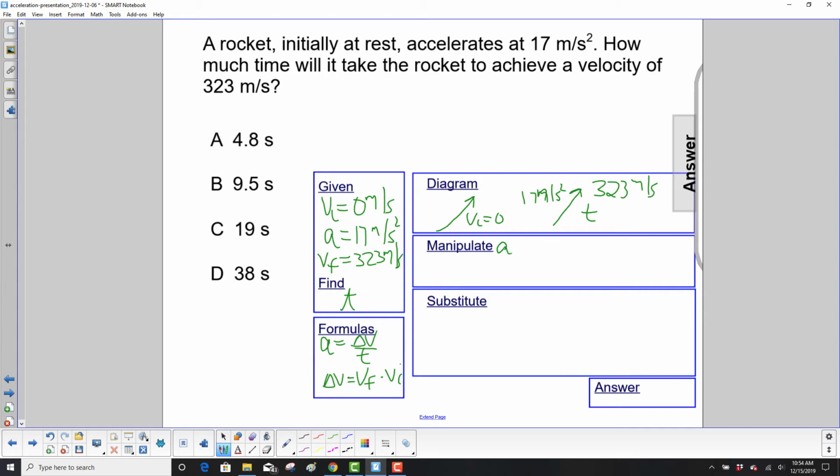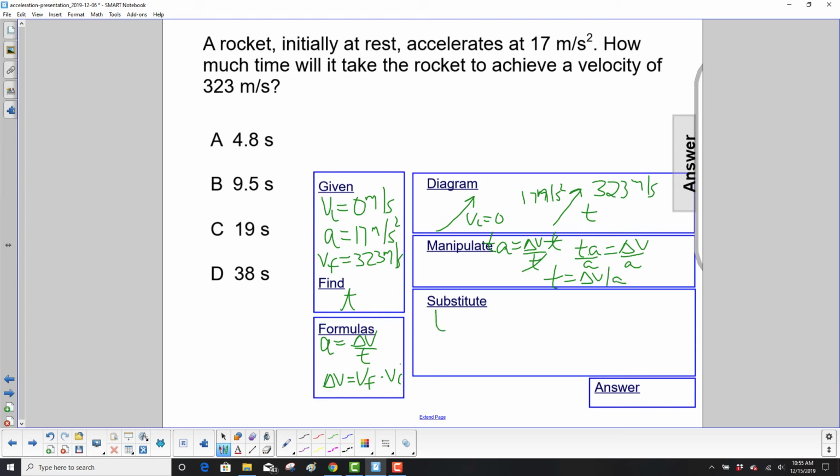Now let's look at the other equation here, a equals delta v over t. We need to solve this for t. So we multiply both sides by t to get t out of the denominator. And we now have t times a is equal to delta v. We're getting closer, but we're trying to solve for t. So we divide both sides by acceleration, and we get t is equal to delta v over a.